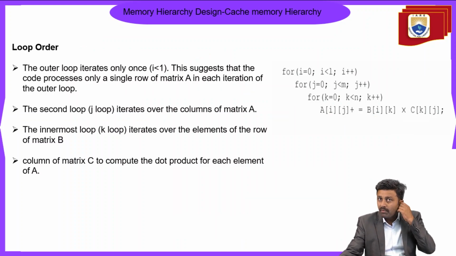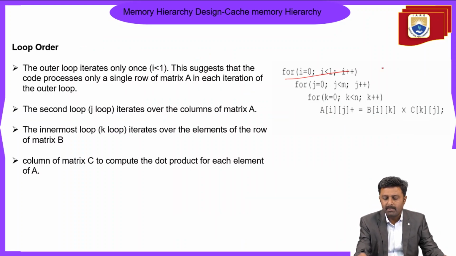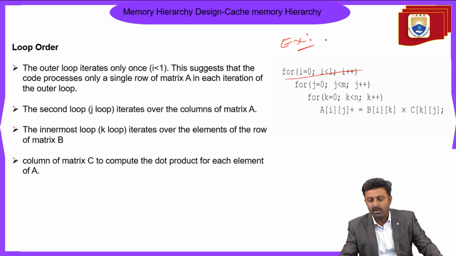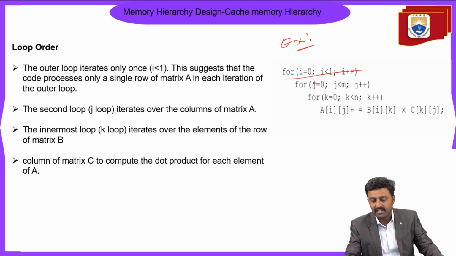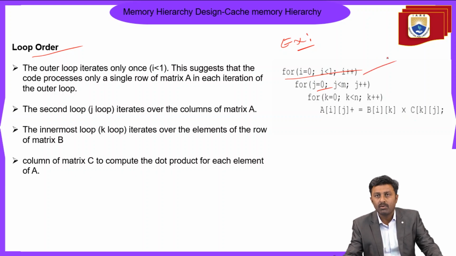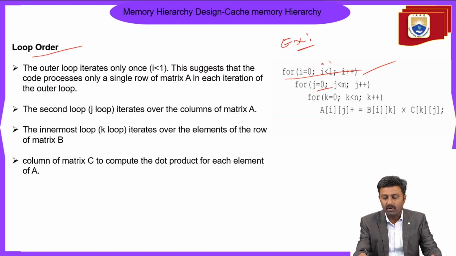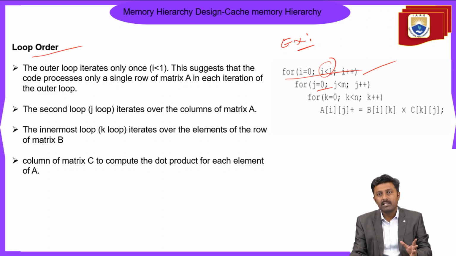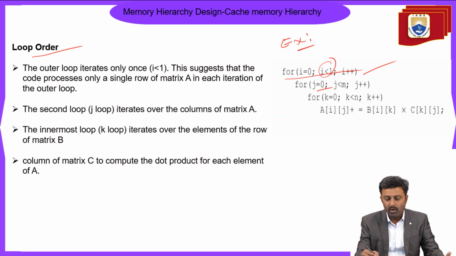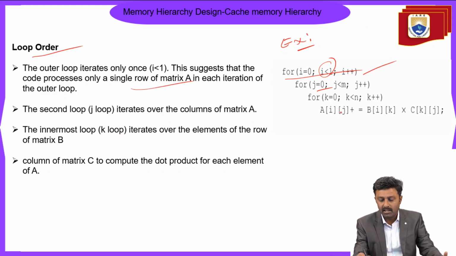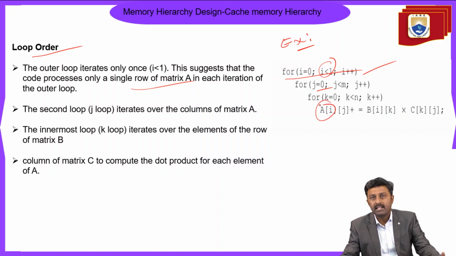We can see an example of this principle of locality. This is a program written inside the processor for the working of the memory: for i equal to 0, i less than 1, i plus plus, and for j equal to 0, and so on. If you see the loop order, the outer loop iterates only once, that is, for i less than 1. This suggests that the code processes only a single row of matrix A in each iteration of the outer loop. So the outer loop will be executed only once. That is about the outer loop.